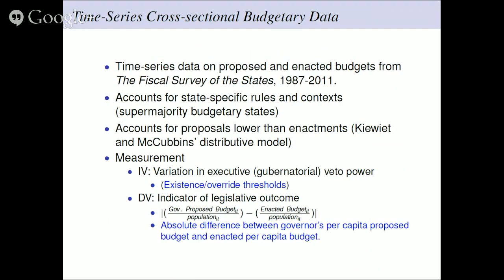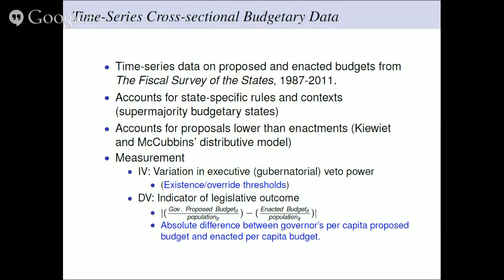Okay, this budgetary data is time series cross-sectional budgetary data. I was actually able to collect proposed gubernatorial proposals and enacted budgets from the source, the Fiscal Survey of the States, between 1987 and 2011. One of the other things that I need to do is account for some state-specific rules and context. There are some quirks in state budgeting procedures. A number of states actually require a supermajority to pass the budget. That's going to confound the results. I'm going to alternatively exclude those states and include them in the models to do robustness checks, to see if that changes anything. I will tell you it doesn't really. Well, it doesn't mostly. I'll talk about the changes.